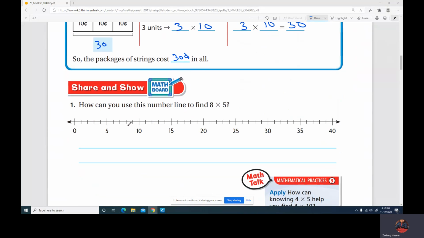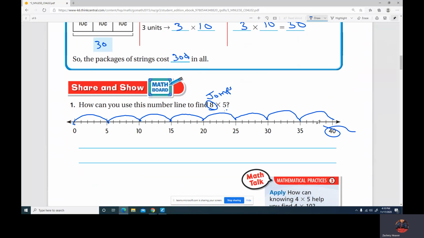Next, number 2. How can we use this number line to show 8 times 5? Well, we know the first number is jumps. So we're going to do 8 jumps of 5. So first jump is going to be 5. That's 1 jump. 10, 2, 15, 3, 20, which is 4, 25, which is 5, 30, which is 6, 35, which is 7 jumps, and 40, which is 8 jumps. These are 8 jumps. We jump the same amount each time.